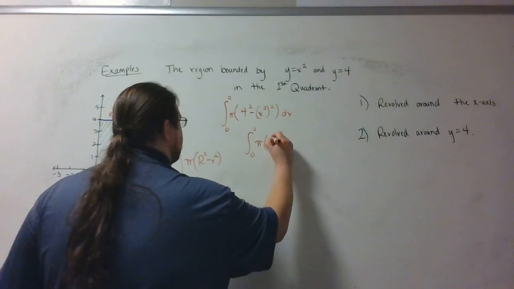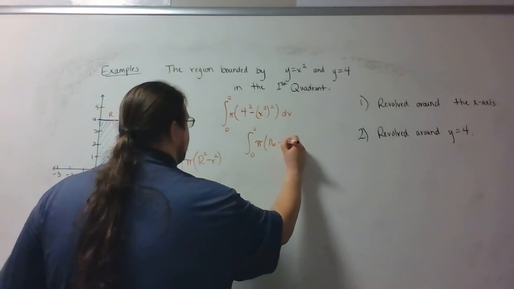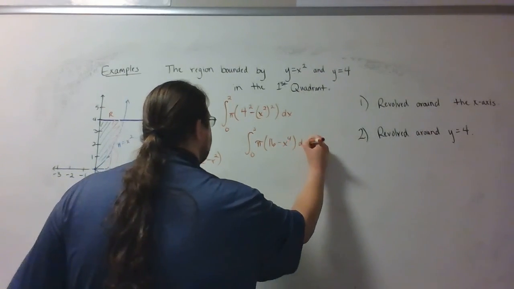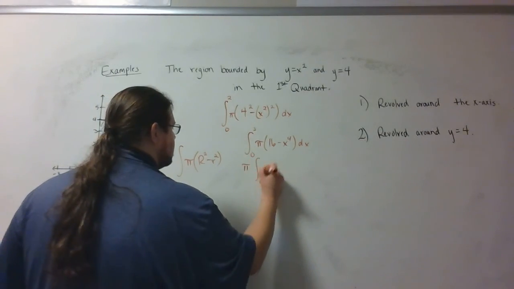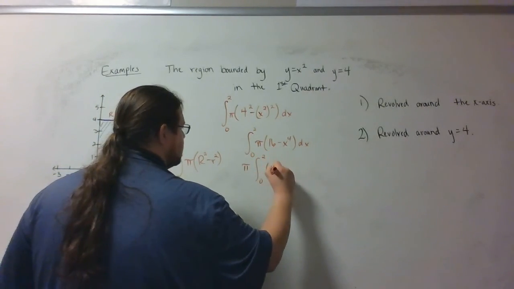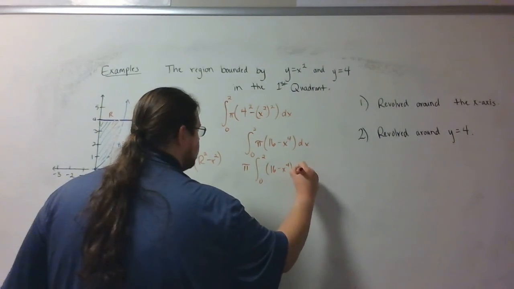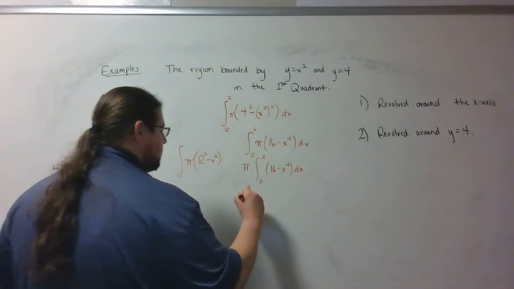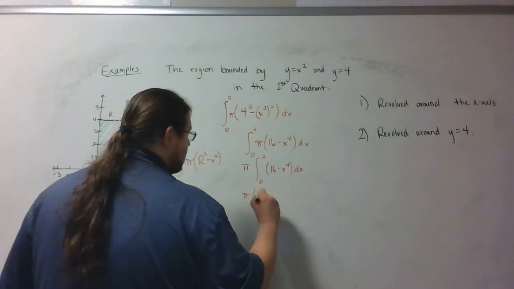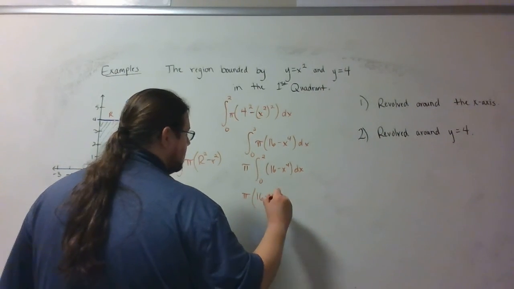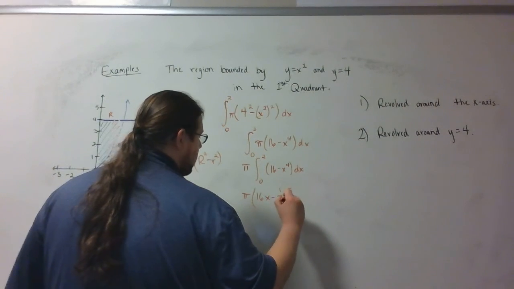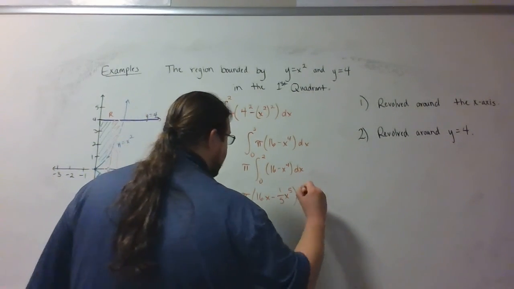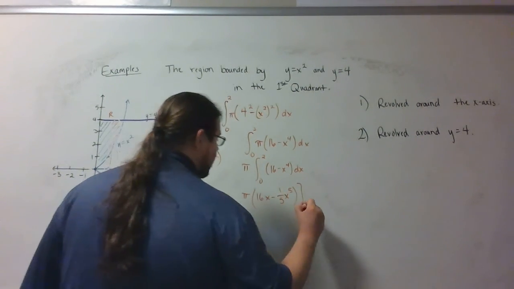So we got pi times 16, and x squared squared makes x to the 4th. I am going to go ahead and pull the pi out just to make my life easy. 0 to 2 of 16 minus x to the 4th dx. I'm going to go ahead and integrate, and I'm going to do pi times 16x minus, that's going to become x to the 5th. So we're going to do 1 over 5, and we're going to evaluate that from 0 to 2.